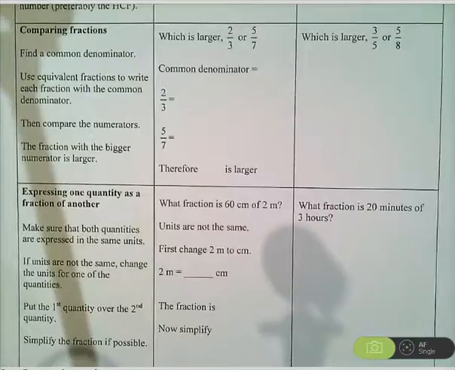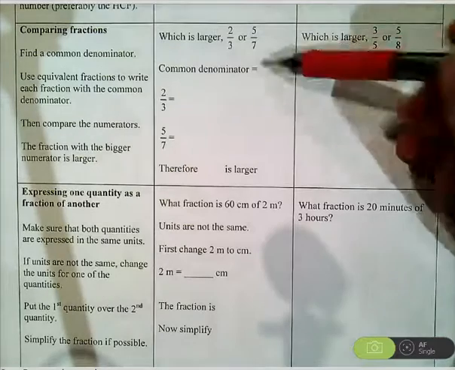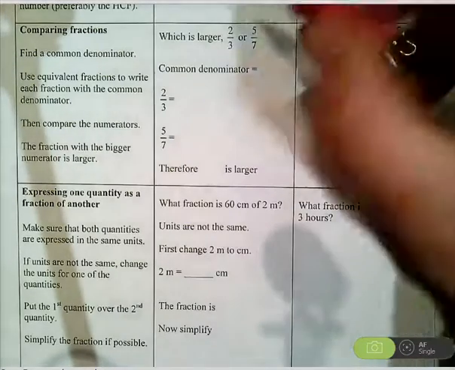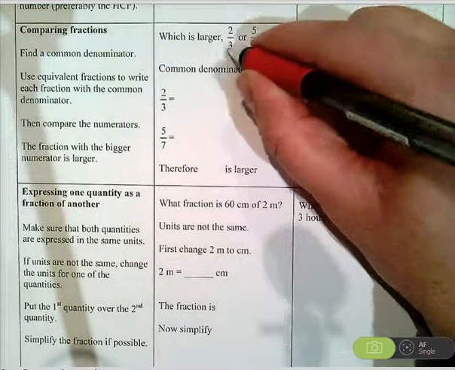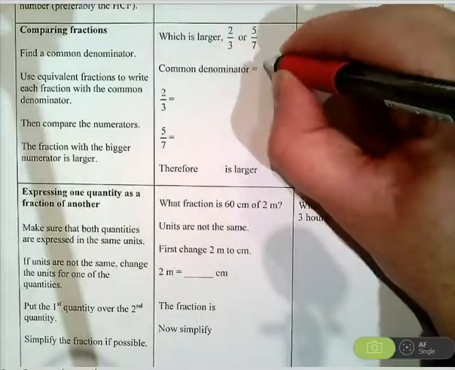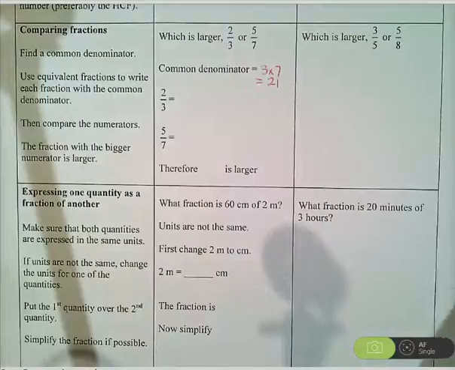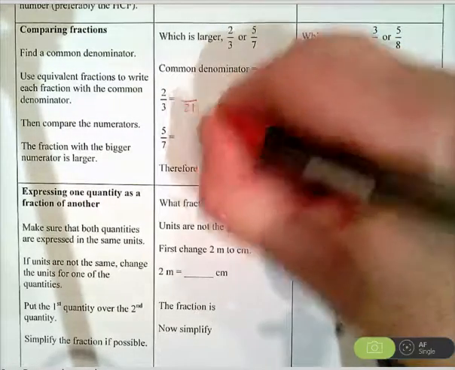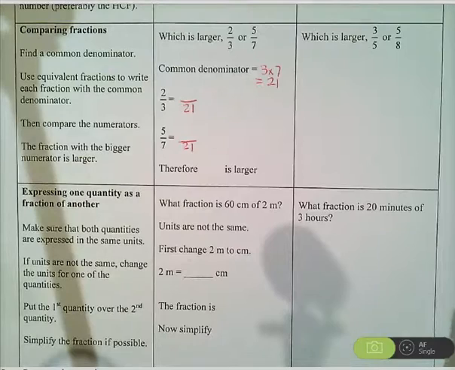Okay, now in this question, I'm asked which fraction is larger, 2/3 or 5/7. Because the denominators of these two fractions are not equal, I need to write them both with the same or common denominator. So I have to think of a denominator that both 3 and 7 will go into, and that denominator would be 3 times 7, which is 21. So I'm going to make the denominator of both the fractions 21. I'm just going to rewrite the fractions so that they're both now out of 21. And if they're both out of 21, I can compare the numerators, okay?